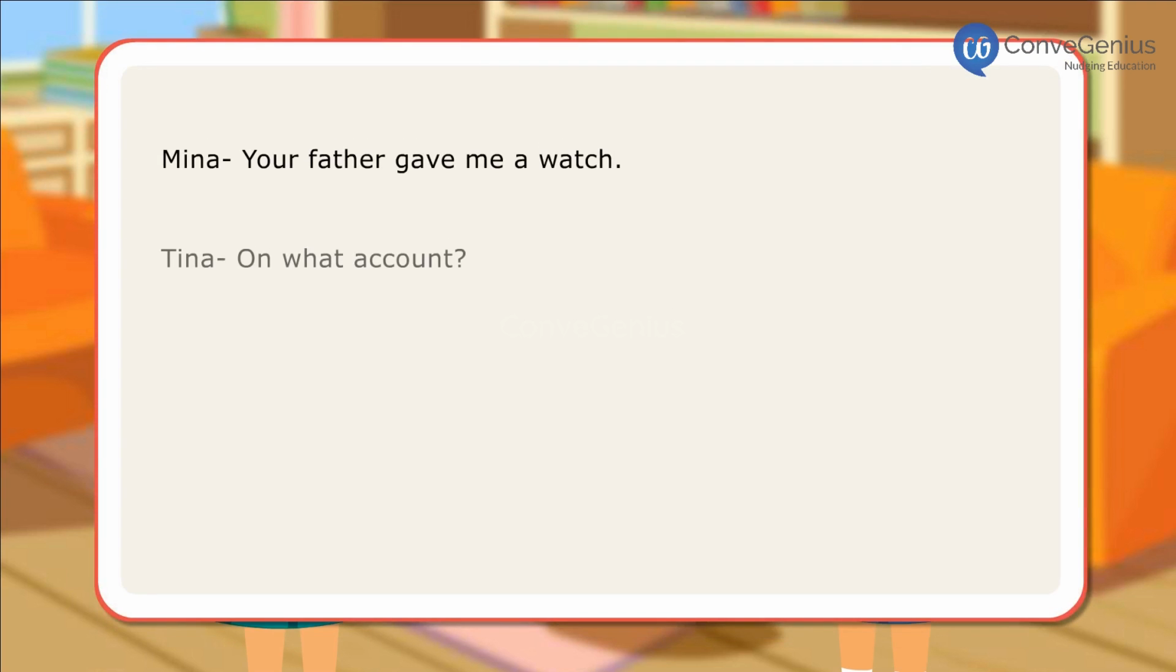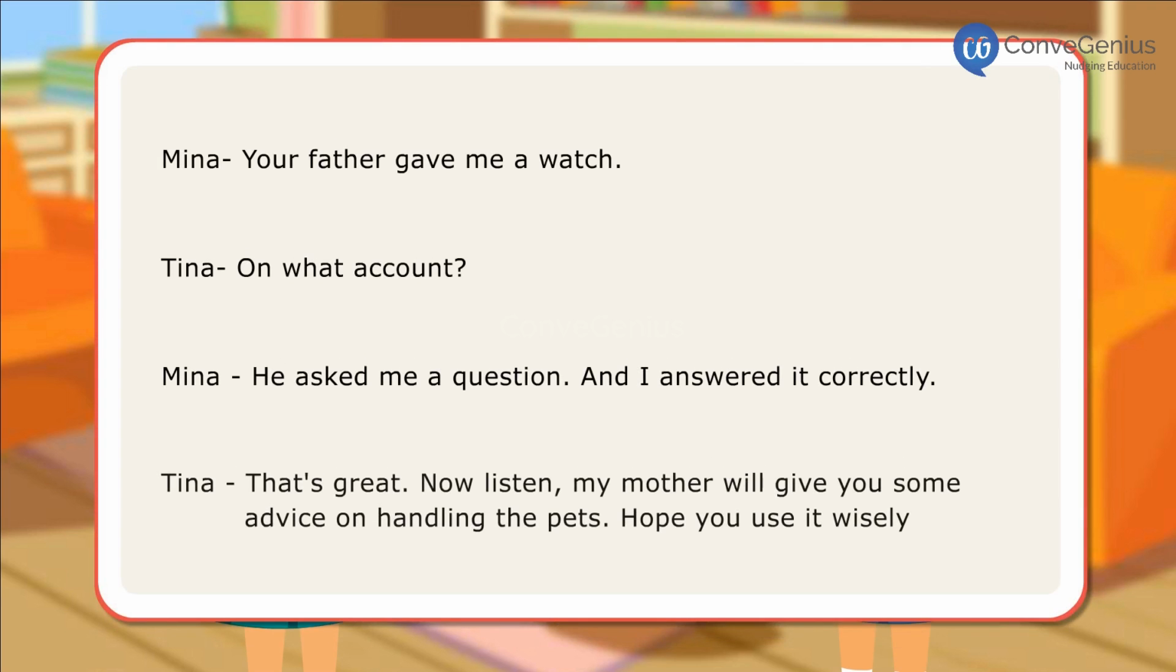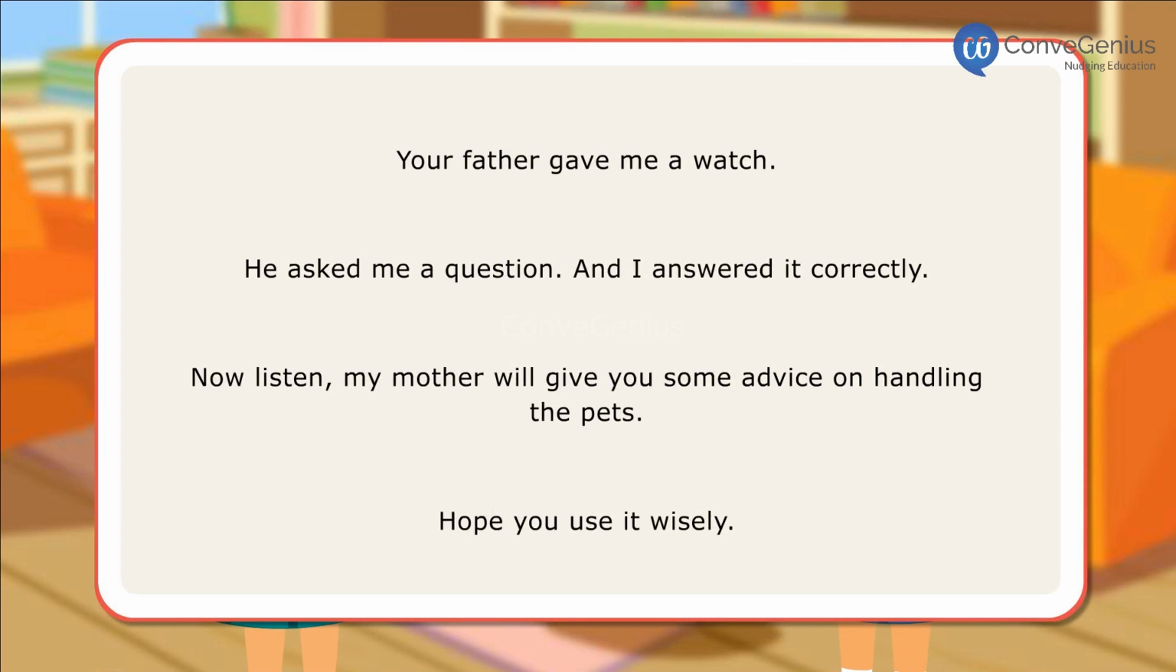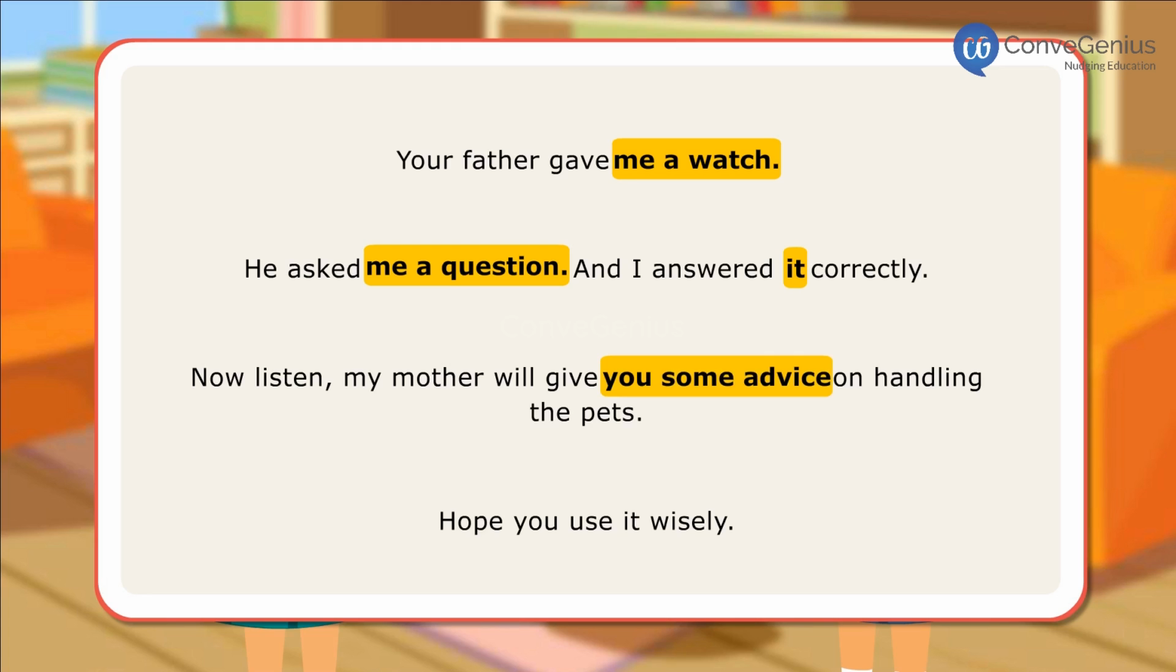In the above conversation, we come across two objects after a verb. Here are the example sentences. Your father gave me a watch. He asked me a question and I answered it correctly. Now listen, my mother will give you some advice on handling the pets. Hope you use it wisely.